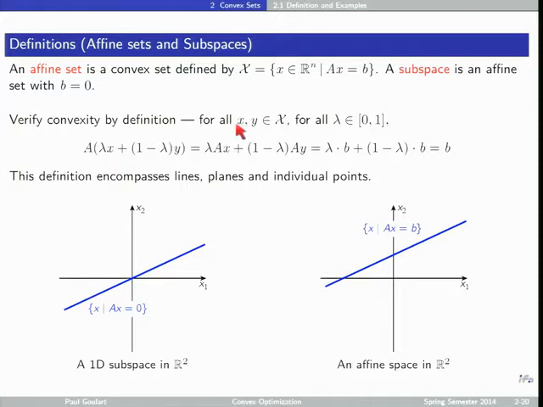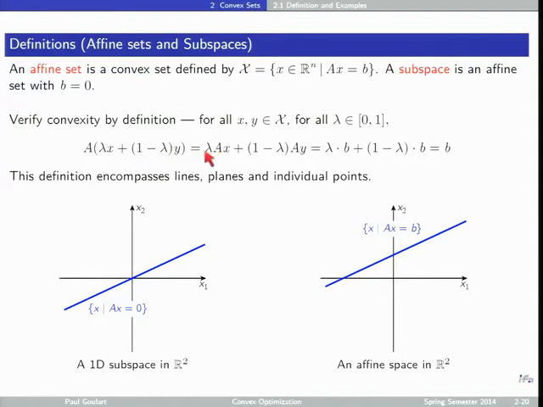Suppose that x and y are 2 points in one of these planes or affine sets. So I know that both x and y satisfy Ax equals b and Ay equals b. Then I just pick any point that's on the line between them. I take lambda x plus 1 minus lambda y. That's a point in between. I multiply by A to check whether this intermediate point satisfies my equality constraint.